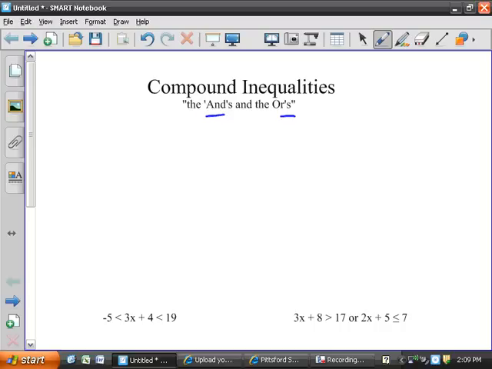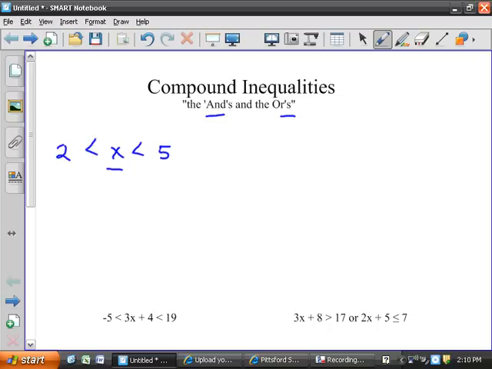An and compound inequality, algebraically speaking, would look something like this. You read from the middle out. You would say x is greater than or equal to 2 and less than or equal to 5. I'll say that again. You read from the middle out, and this says x is greater than 2 and less than 5.